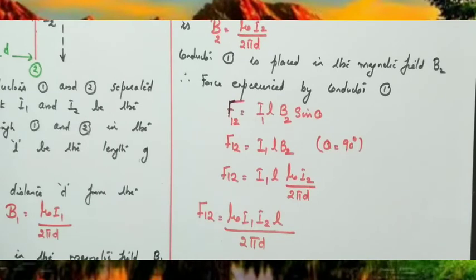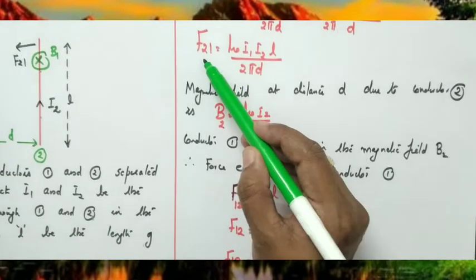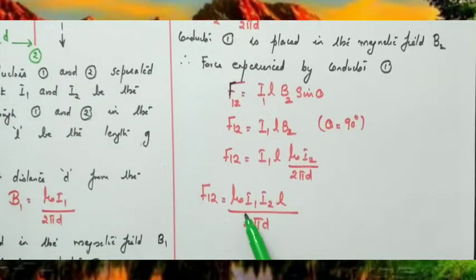So the force acting on the first conductor due to the second conductor and the force acting on the second conductor due to the first conductor, F21 and F12, are equal. Magnitude wise both are equal.